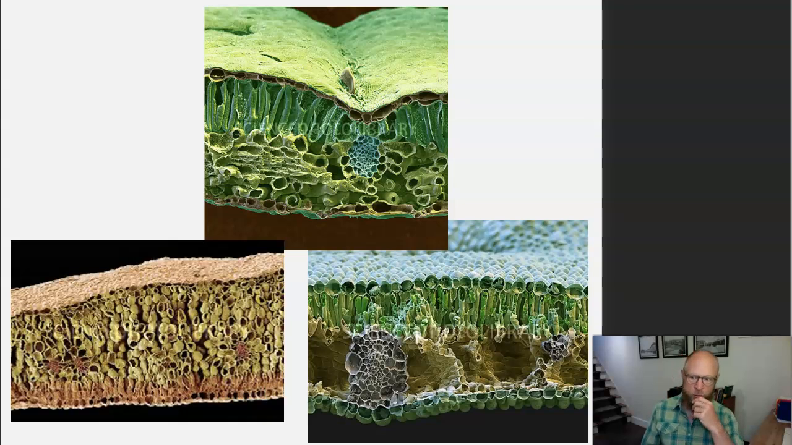And just to help you visualize where some of these processes are going on in a plant, this is just a few different cross sections of leaves. These are scanning electron micrographs. Let's use this picture in the bottom right. This is a cross section of the leaf.